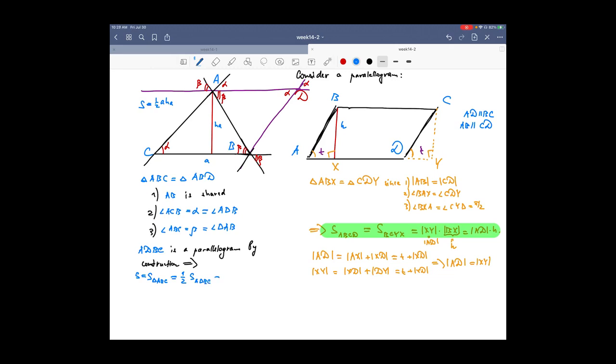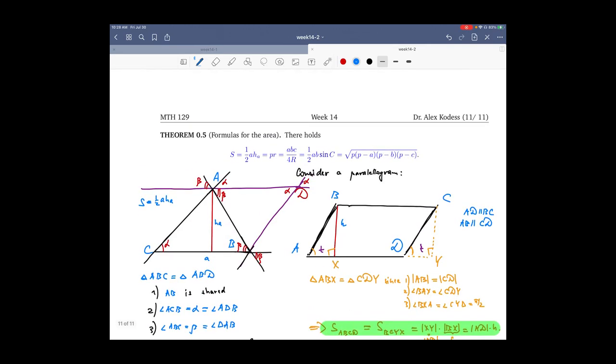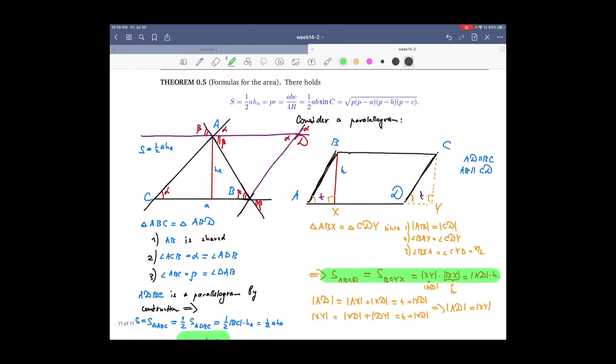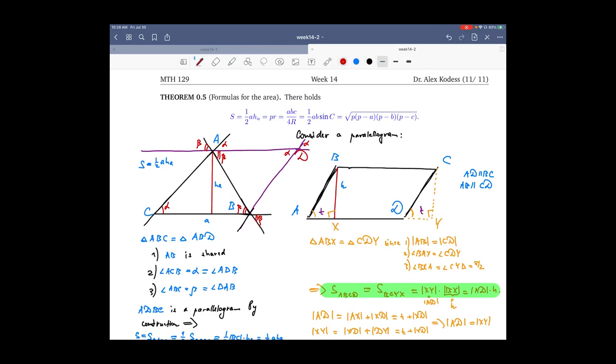But how to find the area of the parallelogram we know. That simply is one side, say BC, times height. And that proves this first part. The area of a triangle equals half base times height. Alright, so this part is done.